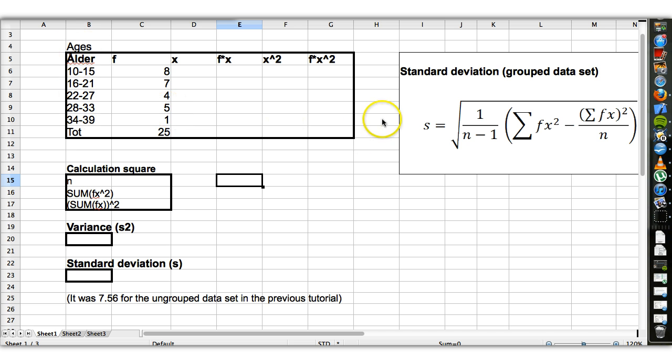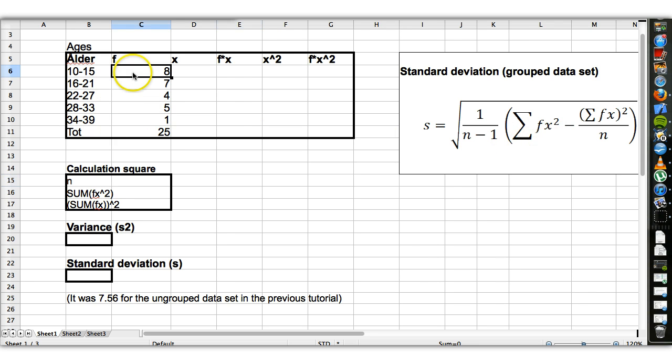We have our frequency table with our ages, which is the same age material we've been working on from before, and we have a new formula for the standard deviation. It's a really good formula because it takes these frequencies into account. Now, what does this mean? What do I mean when I say with frequencies?